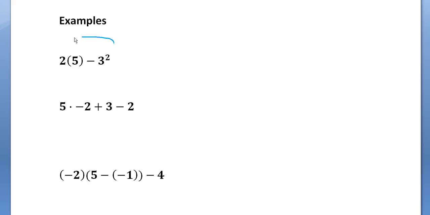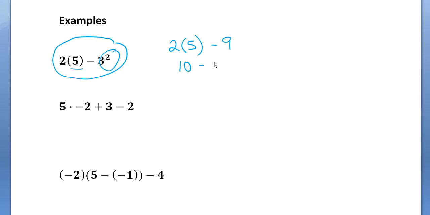This first problem right here has 2 times 5 subtract 3 squared. Now, I do have some parentheses here, but there's nothing to do inside those parentheses, so we're going to move on to exponents. I have 3 squared, I can evaluate that, and I know that's 9. So I'm going to rewrite my problem as 2 times 5 subtract 9. Now I can move on to any multiplication or division. I have 2 times 5, that's 10. Rewrite my problem, and now I can evaluate 10 minus 9, which is 1.